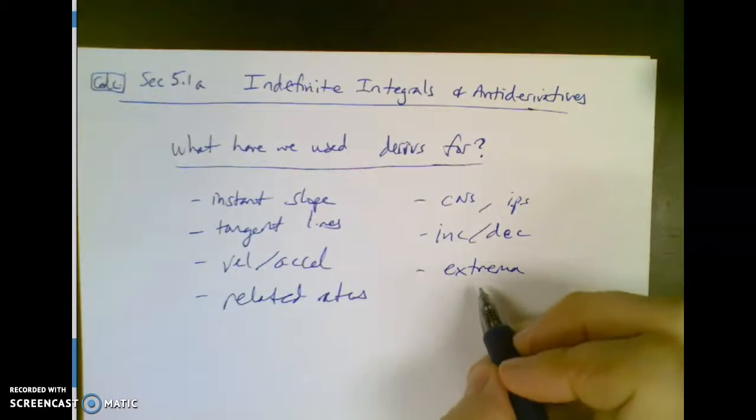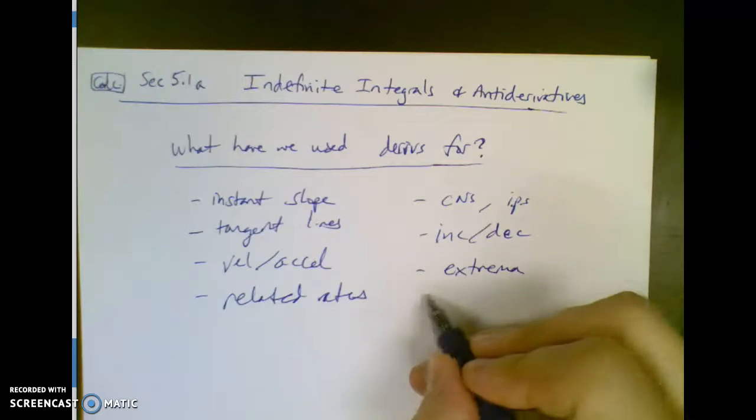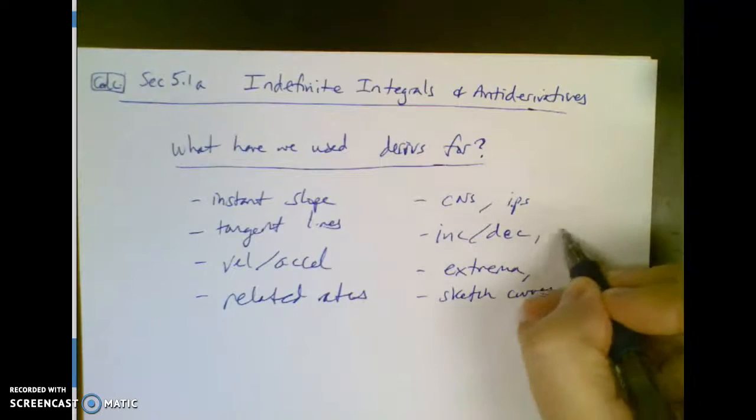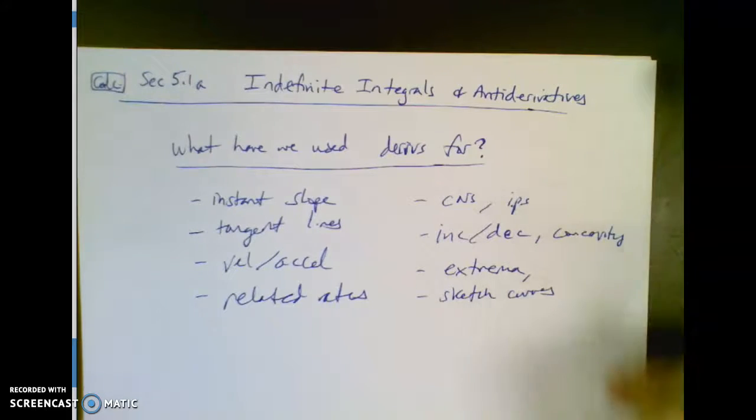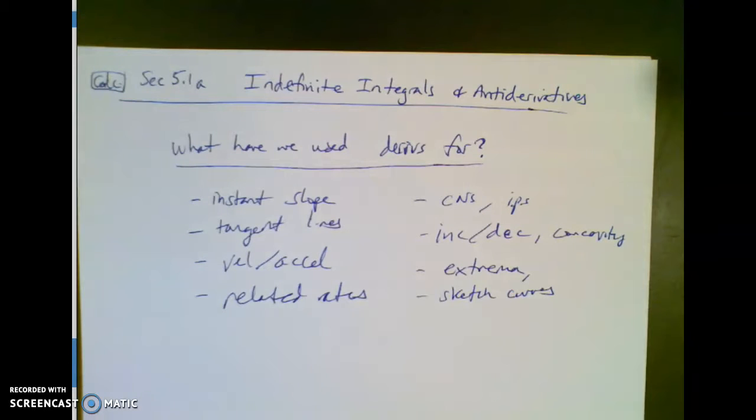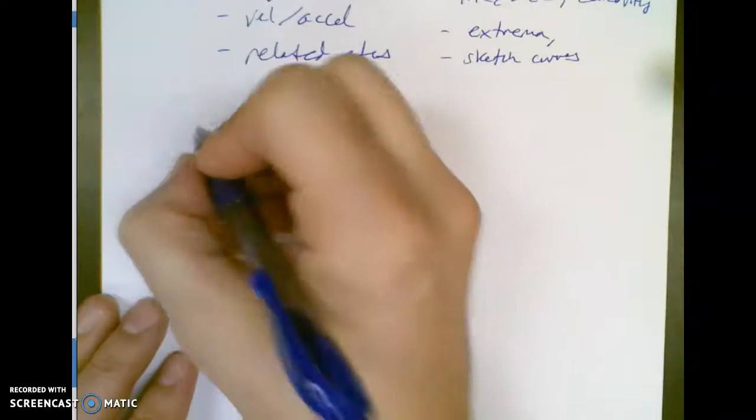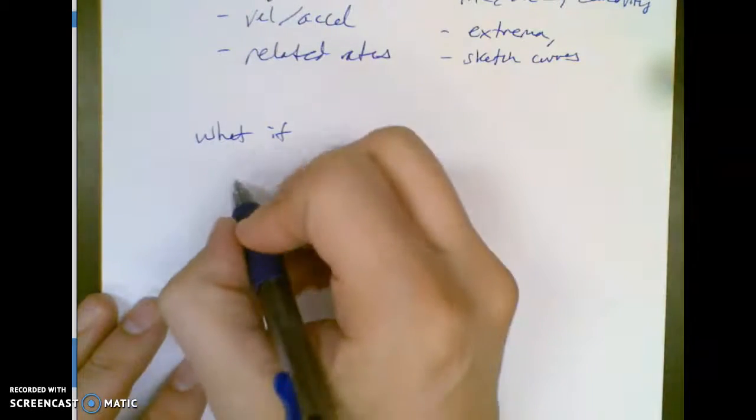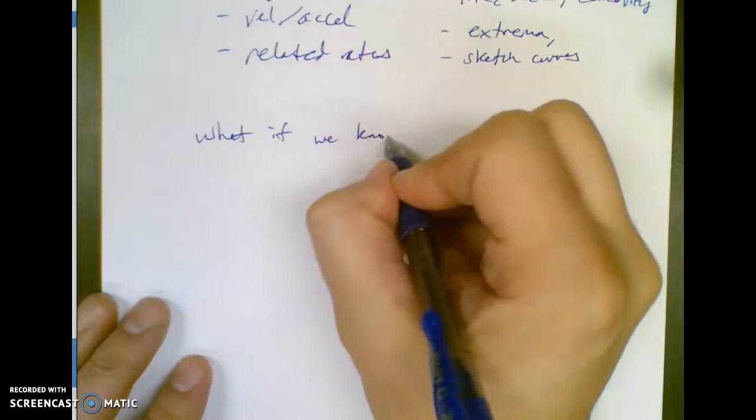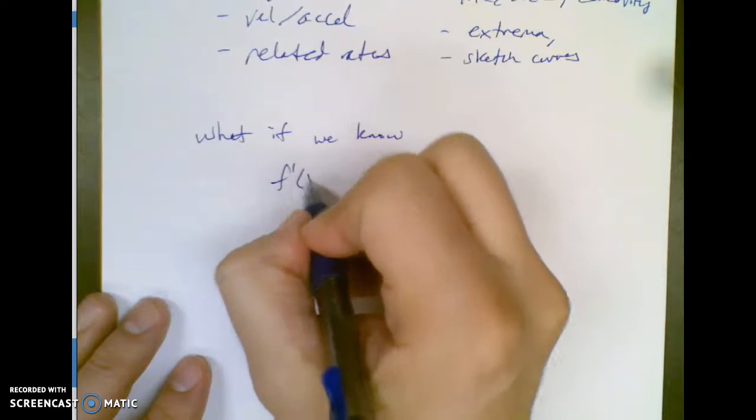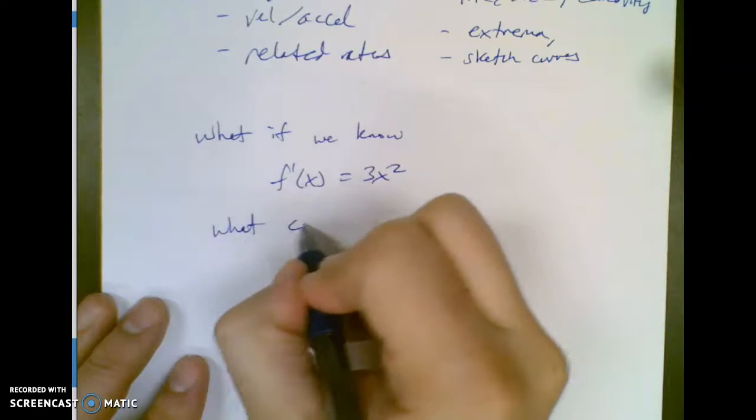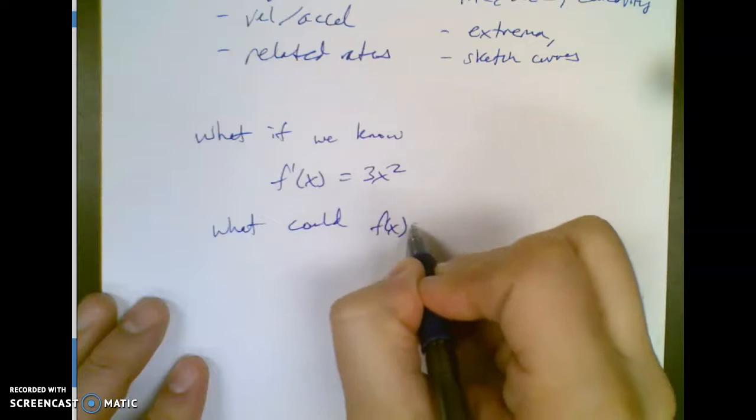We used it to sketch curves, right? Concavity. So there's a ton of stuff we used derivatives for. So now we're going to learn how to do these kind of backwards. So what if we know that the derivative is 3x squared? What could regular f of x be?